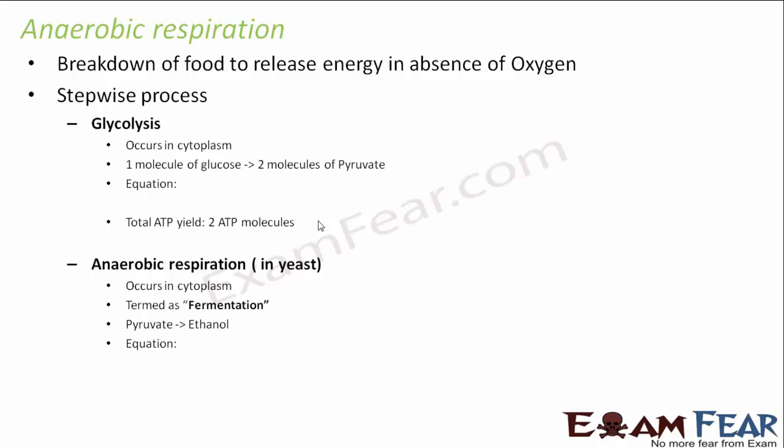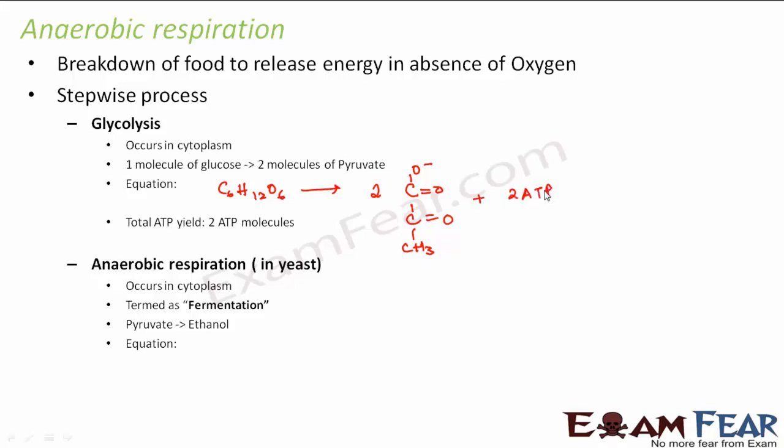One molecule of glucose will get converted into two molecules of pyruvate, that is C6H12O6 will get converted into two molecules of pyruvate. So what is pyruvate? It is COCH3, and two ATP molecules will be produced. So the net ATP yield is 2 ATP molecules, right? Now the next step. Here we are not going to involve oxygen.